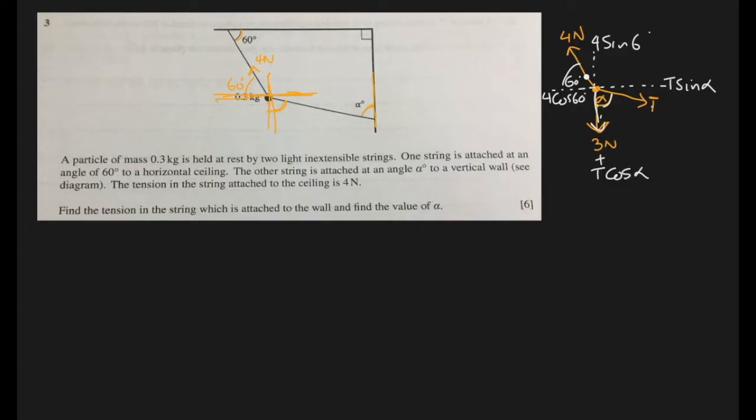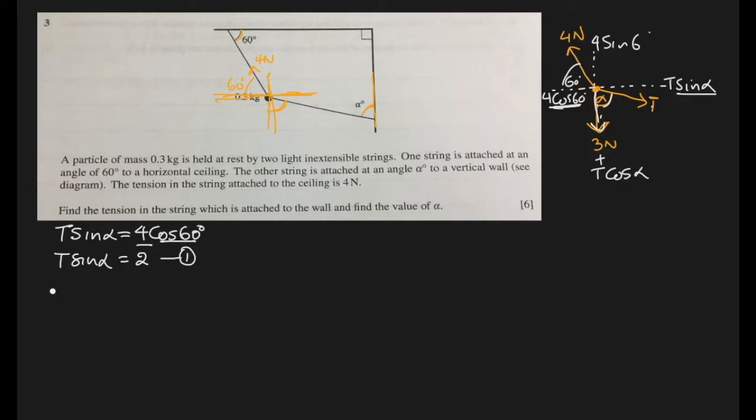So first, let's equate the horizontal forces. Horizontal force is 4 cos 60 towards left and T sin alpha towards right. So T sin alpha equals 4 cos 60. Cos 60 is half. So T sin alpha equals 4 times half, which is 2. This is equation number 1.